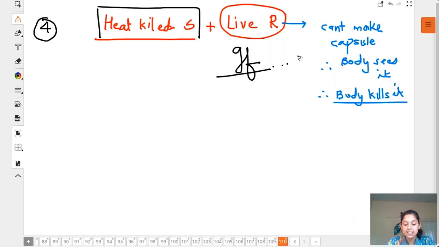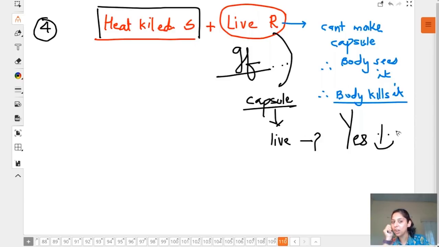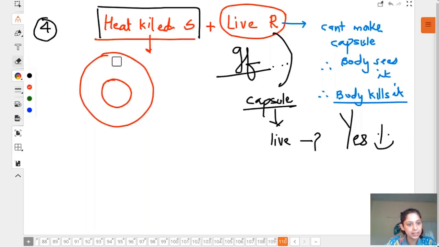So therefore, if I somehow give live R a capsule, if it can make capsule, tell me just one thing. If it can make capsule, will it live? Yes. Because then it will hide. It will attack the body. Hiding, it will attack the body just like Pakistan hides and attacks us. Got my point. So therefore, when we take a heat killed S, its capsule is destroyed. In heat killed S, what has been done? The capsule is destroyed.